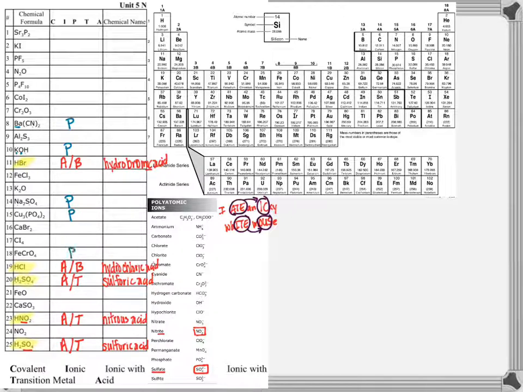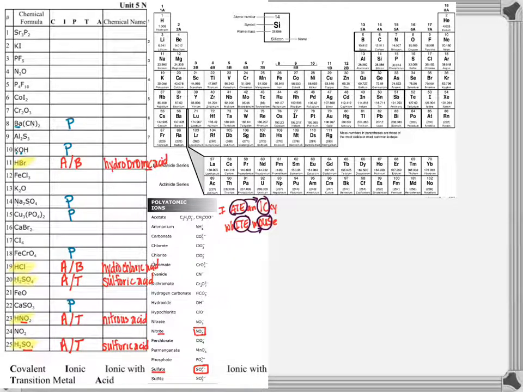18 is polyatomic. 22, polyatomic. Okay, and that's it for polyatomic ions. So now what I need to make sure is where's my metal being found? Where's the cation, where's the anion?